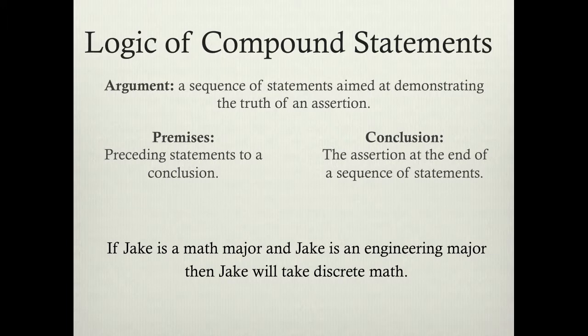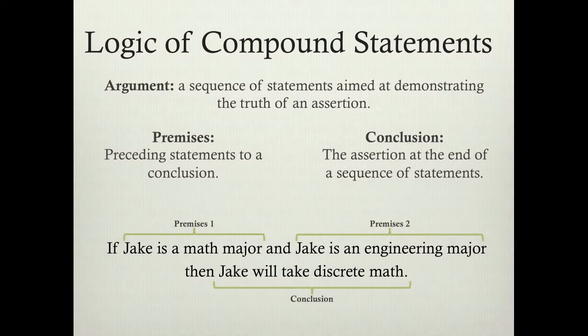Did you guys find it? Did you see anything funny? There's actually something very unique about this argument, and that is that there are actually two premises. Premise 1, Jake is a math major, and 2, Jake is an engineering major. We can use this to find the conclusion, which is Jake will take discrete math.